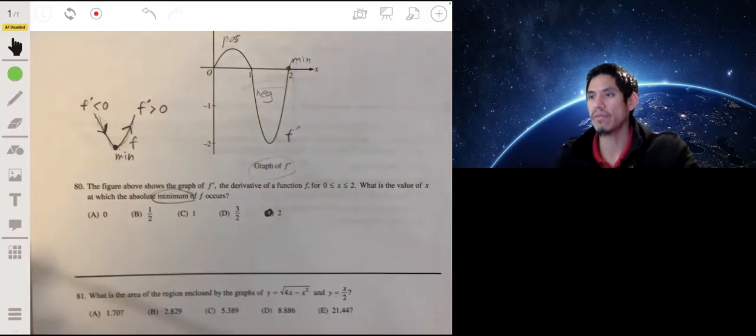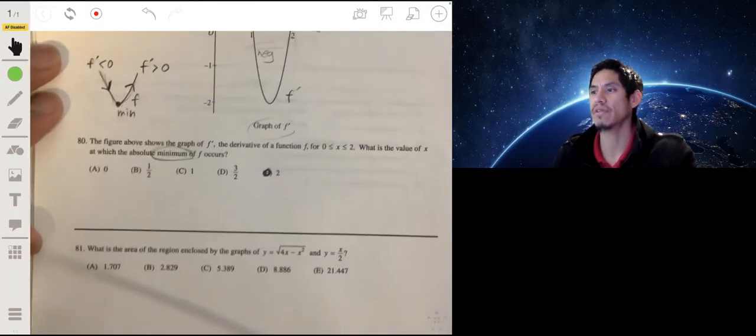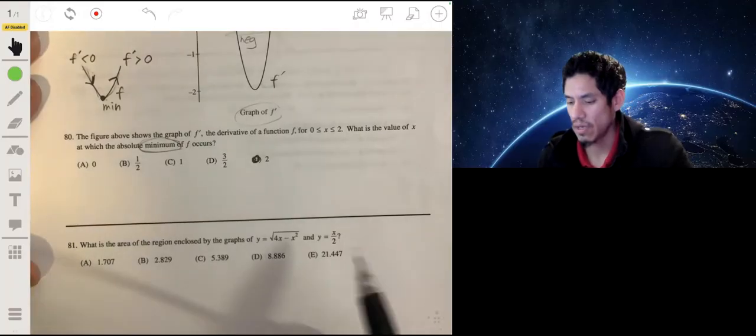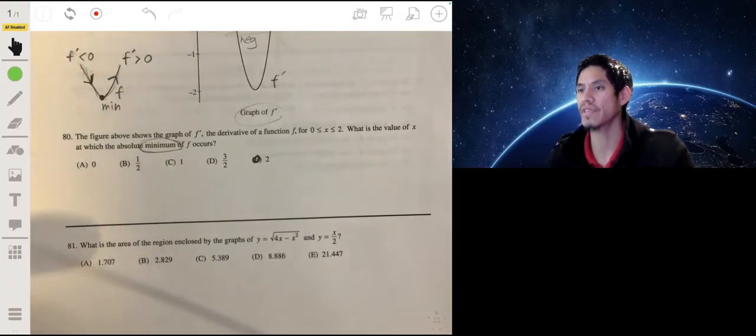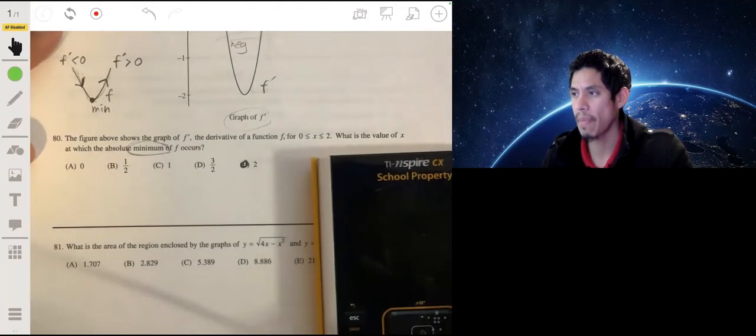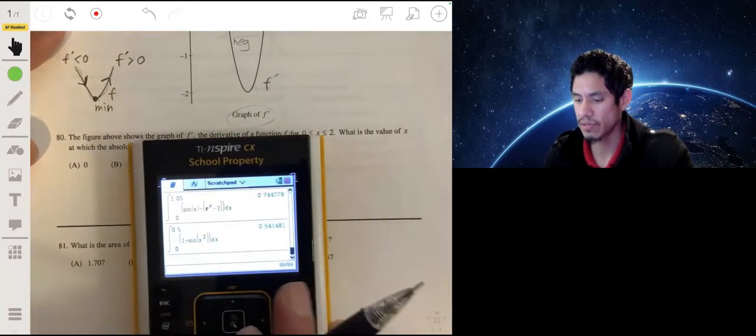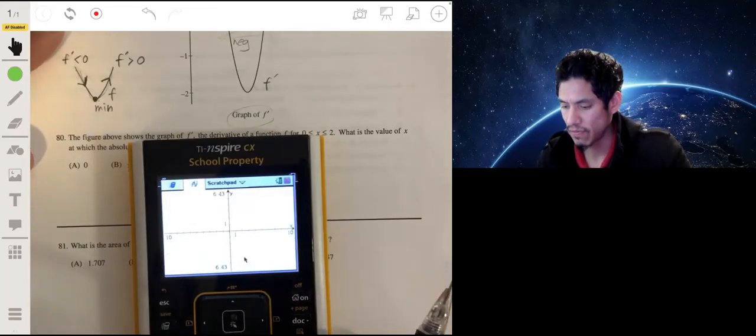All right, 81. What's the area of the region enclosed by the graphs of y equals the square root of 4x minus x squared and y equals x over 2? Okay, so for this, let's go ahead and use our calculator to graph this. So we're going to go to our graphing function.